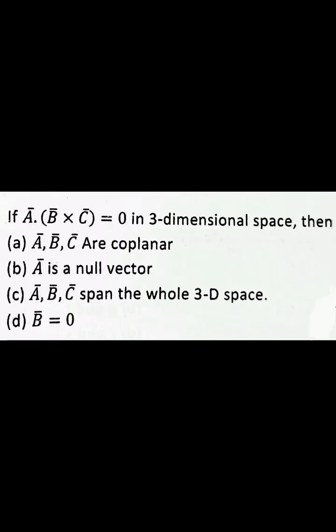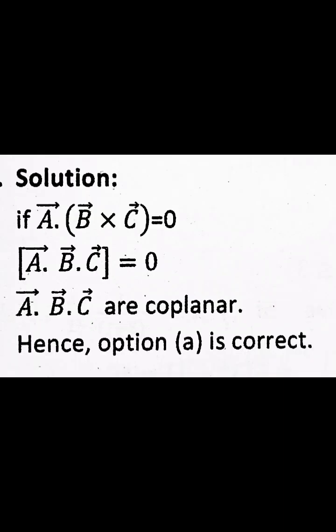The next question is, if A dot B cross C is equal to 0 in 3 dimension, then dash. So here it is given that A dot B cross C is equal to 0. That means the box value of A, B, C is equal to 0. That means A, B, C is coplanar. So the answer is option A.